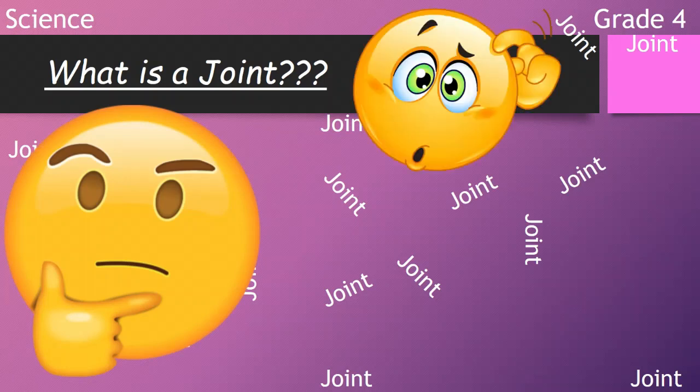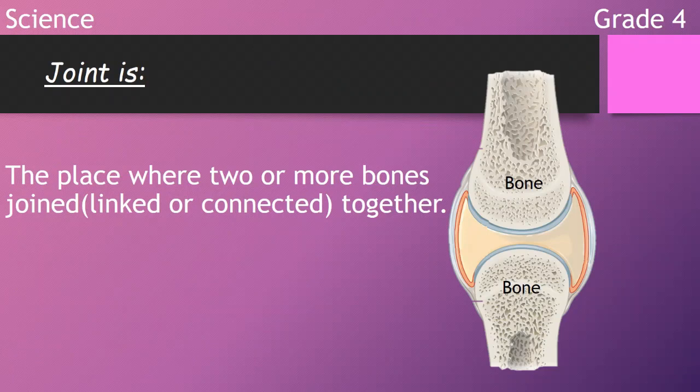What is joint? The definition of the joint is the place where two or more bones join. It means linked or connected together, as the figure shown here. So let's repeat. The joint is the place where two or more bones are connected or linked together.